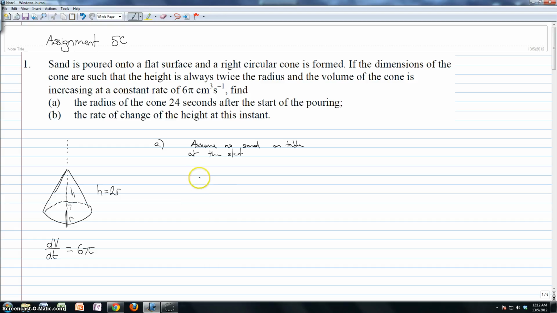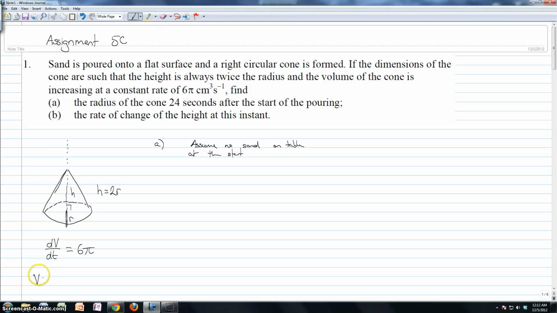So what do we want to find out? I want to find the radius 24 seconds after doing that. Now I don't have any way to calculate the radius of the circle directly, but what I can calculate is how much volume this cone has 24 seconds later. And from the volume, and because I have a relationship between height and radius, I can work out what the radius of the cone would be.